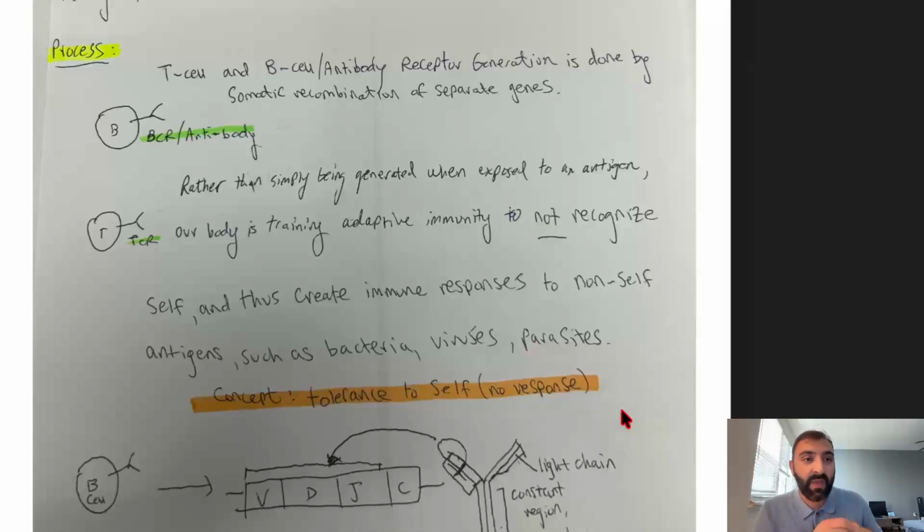Meaning that when the antibody and T cell receptors are made, they are randomly made. And while they're being made, if they recognize you, for example, protein in your skin or your heart or your lungs, those antibodies and T cells, those cells die, actually. And the only surviving ones are the ones that go on to mature and create these receptors for a response. So that concept is called tolerance. And the way they're made is called somatic recombination.